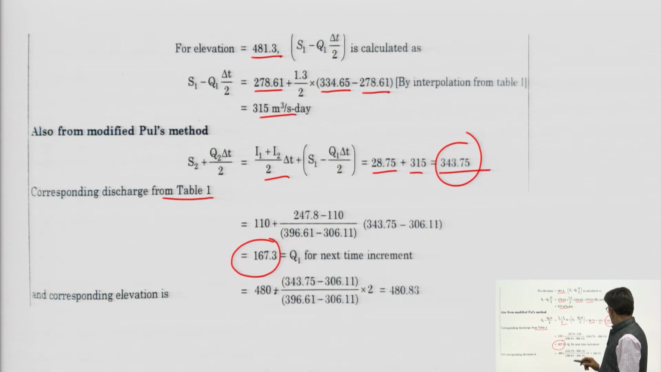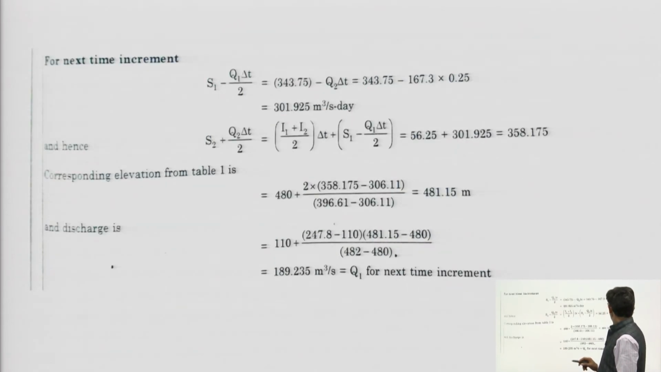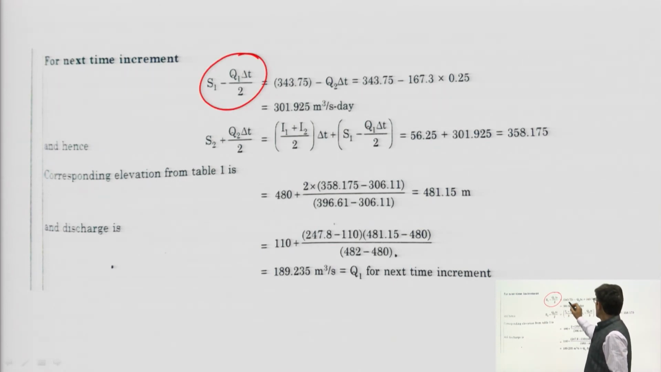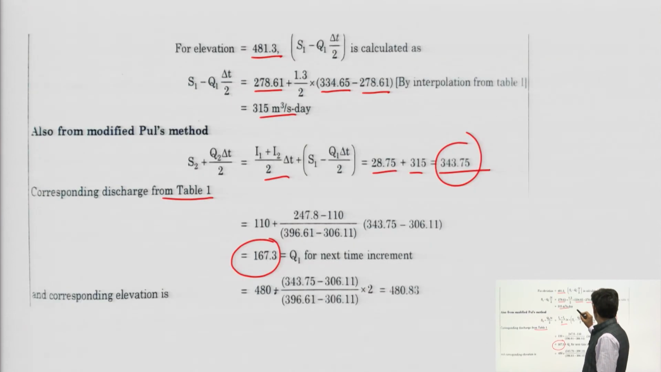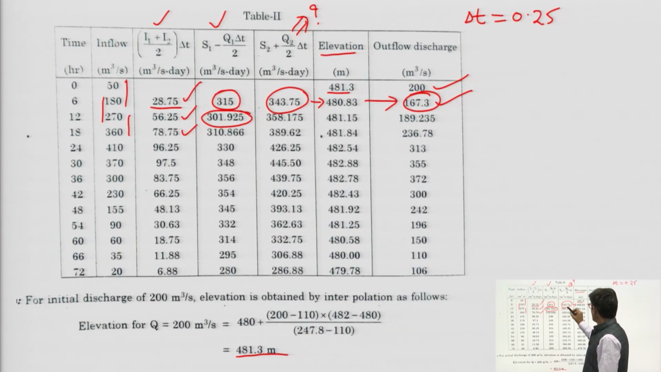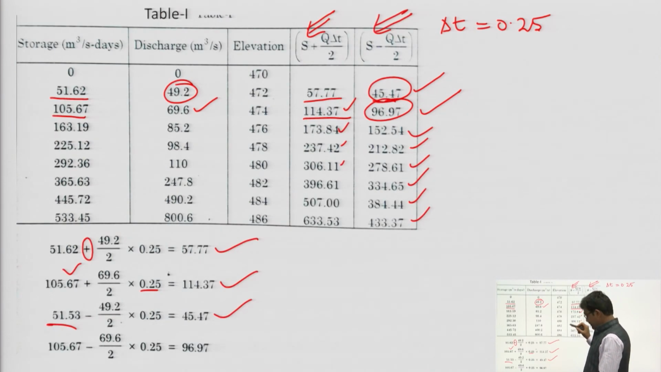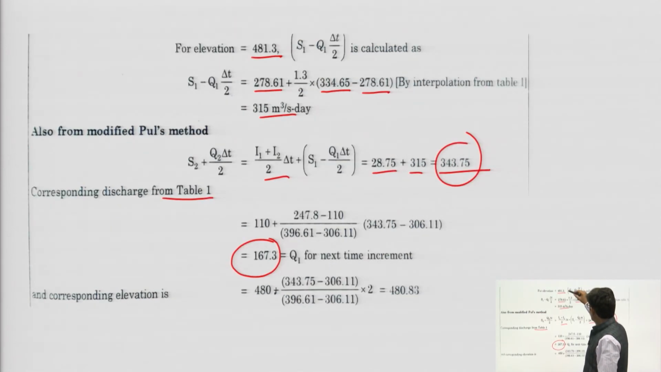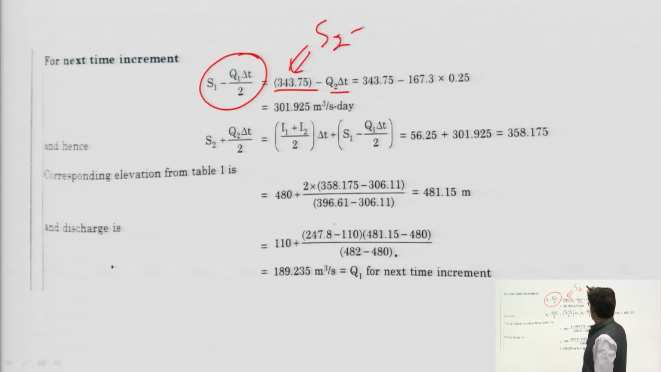301.925, okay. S1 minus this parameter, which has been calculated previously, minus Q2 into del T, that has to be subtracted. And what is this value? 343.75. This is S2 plus Q2 into del T divided by 2, this value minus Q2 into del T.